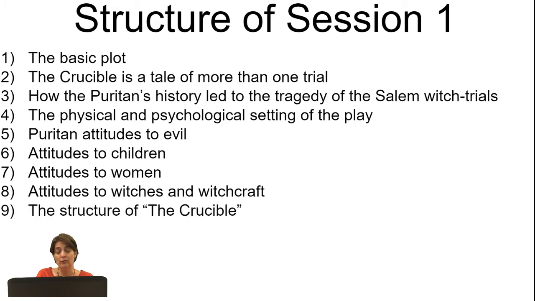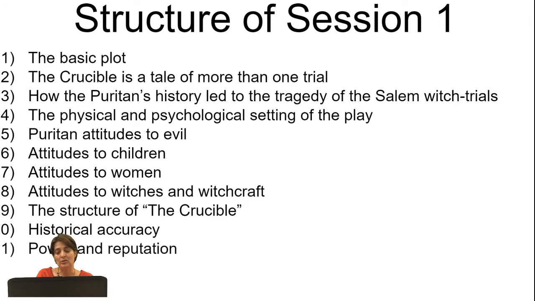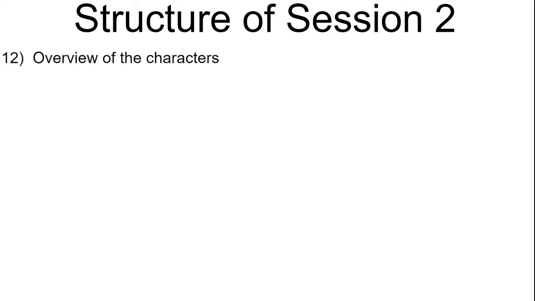We also discussed Puritan attitudes, the attitudes towards evil, towards children, towards women, and towards witches and witchcraft. I gave you an overview of the way that Miller has structured the plot of the play, and I talked to you about his attitudes and focus on historical accuracy. And then finally, I talked to you about power and reputation and the impact that the obsession with power and reputation has on the events in the play.